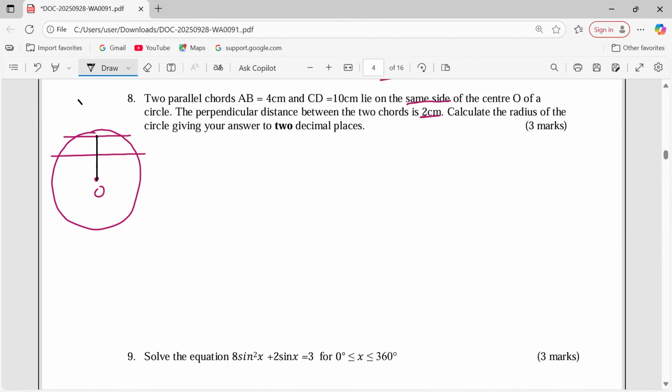So we have 2 centimeters at that point. And we should also know that if this was 10 centimeters, that is CD, 10 centimeters, then this is 5. And this can be X. Then we can let this one be radius. Our radius shall be here.